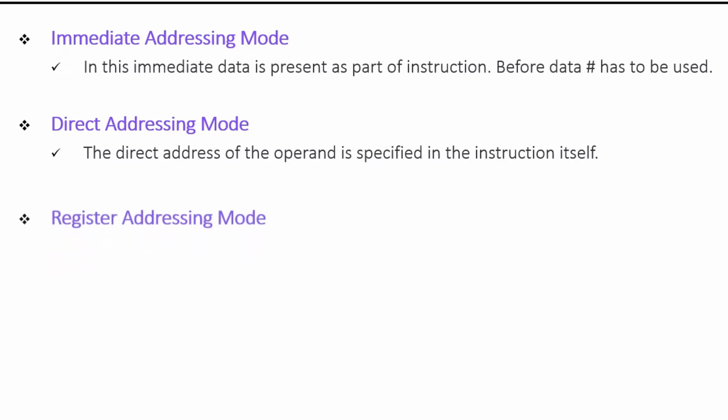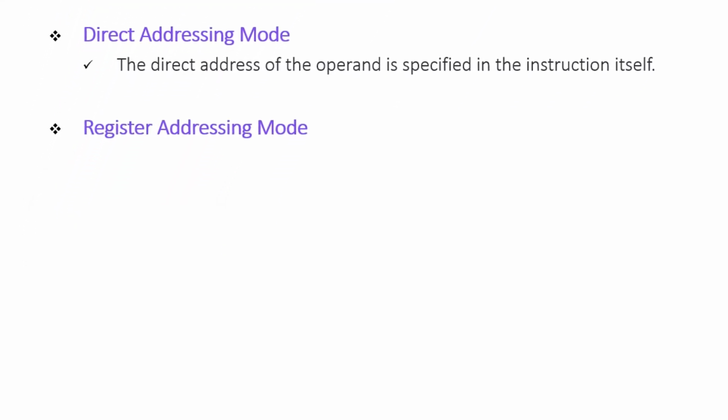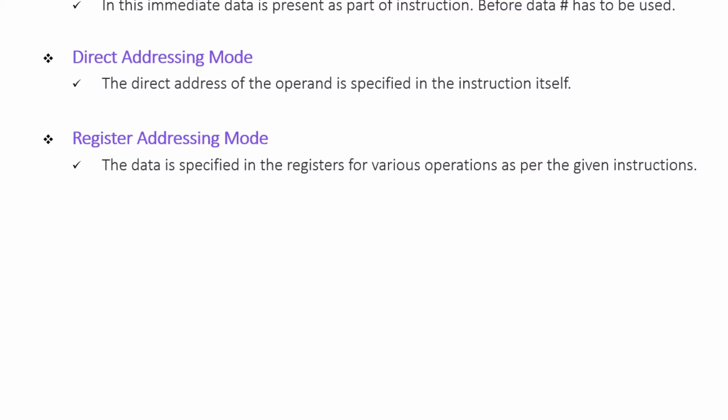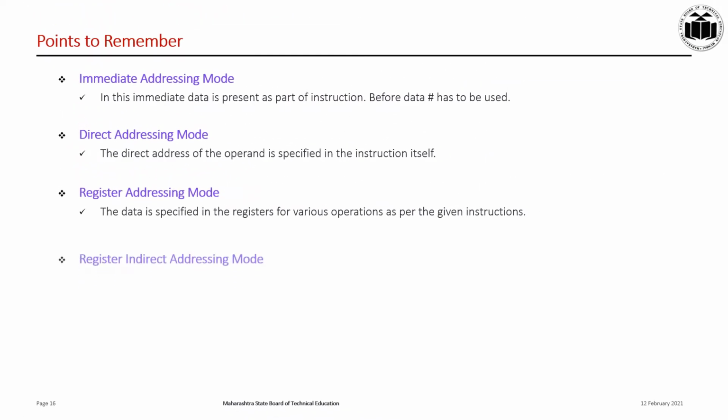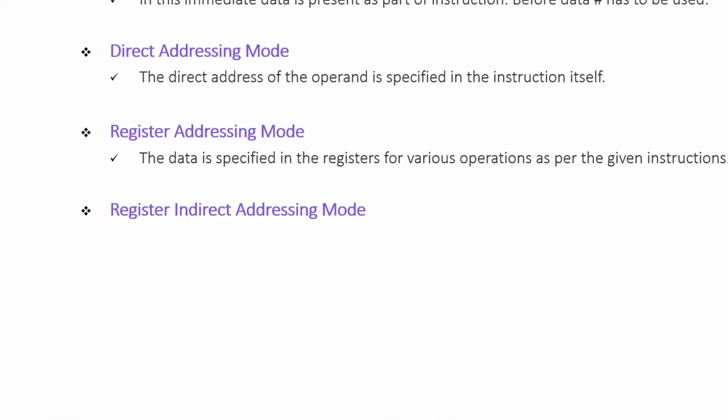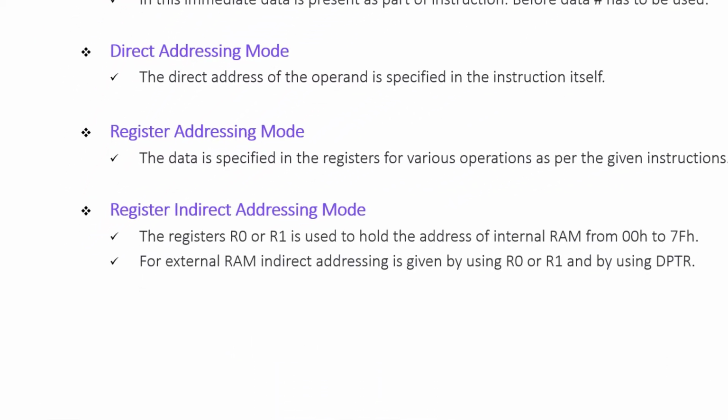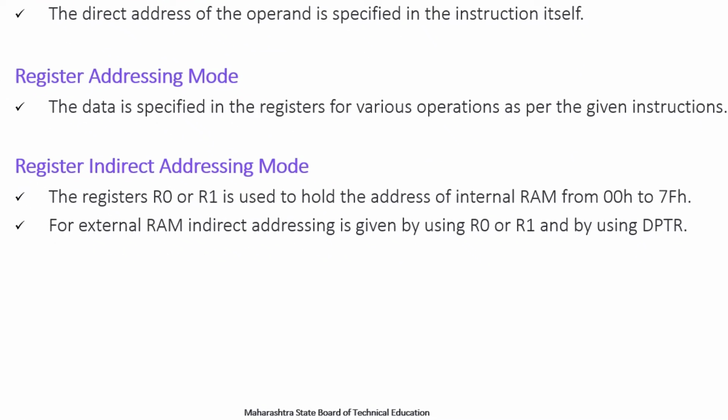Third is register addressing mode. The data is specified in the register for various operations in this addressing mode. Register indirect addressing mode. In this mode, the source or destination address is given in the register. R0 and R1 are used for 8-bit addresses and DPTR register is used for 16-bit addresses.